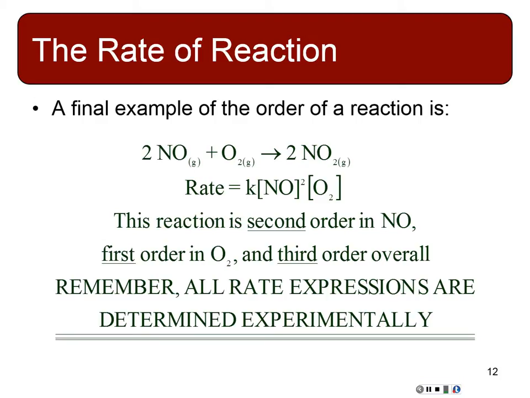This time it just so happened that there's a 2 in the balanced equation and in your rate law, but they have nothing to do with each other. It just works out that way sometimes. Second order with respect to NO, first order with respect to oxygen, and it's third order overall. Once again, remember all these expressions are determined experimentally. At this point, they're given to us. Next week, you'll learn how to look at data and determine the rate law yourself.